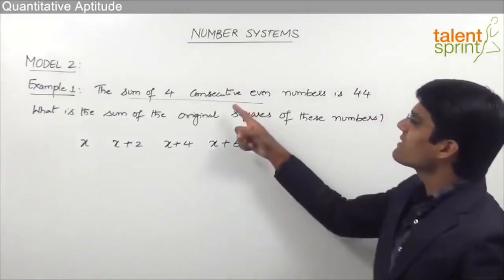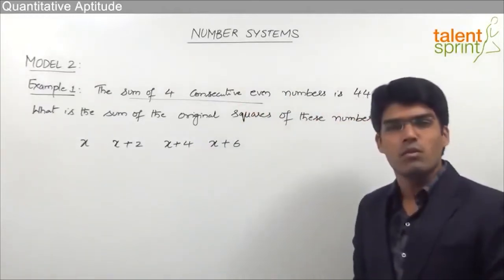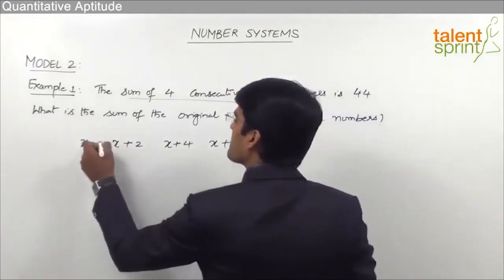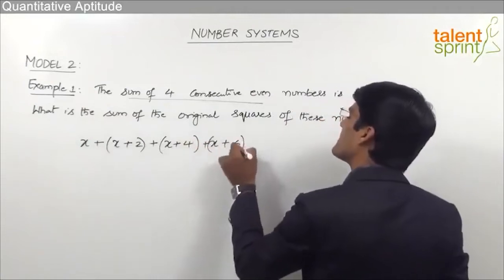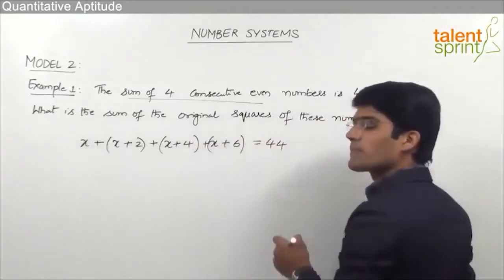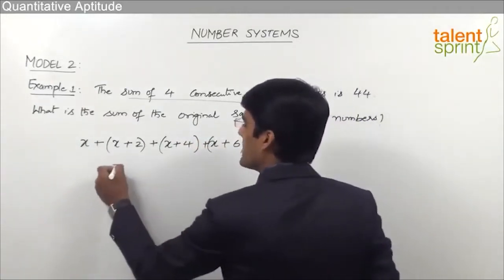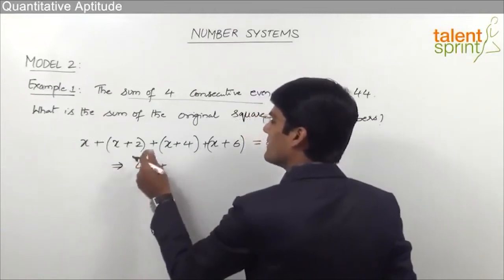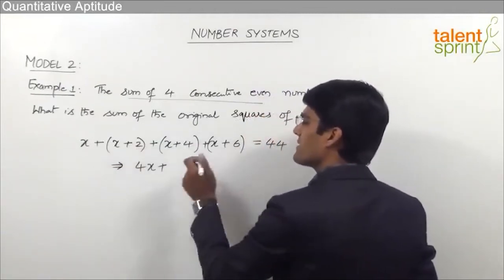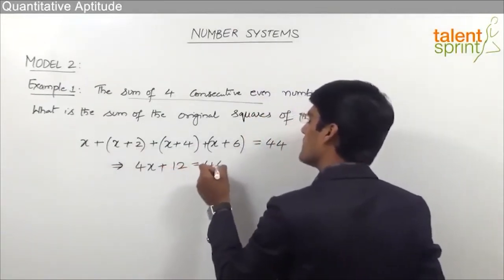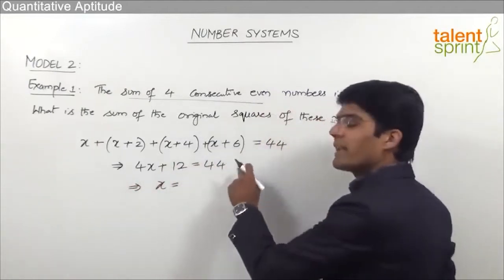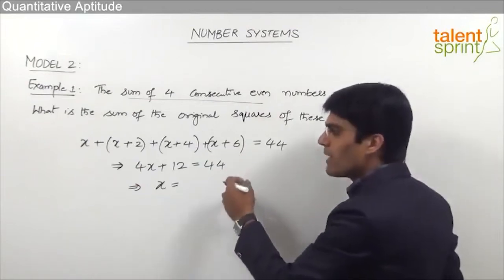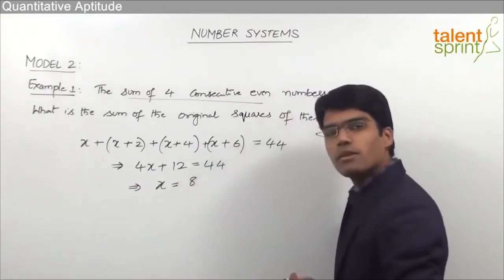Now the question says the sum of these 4 even numbers is equal to 44. So we can say that x plus x plus 2 plus x plus 4 plus x plus 6 should be equal to 44. So from this we can say 4x plus 2 plus 4 is 6, plus 6 is 12, equals 44. So very clearly the number x would be equal to 44 minus 12 is 32, 32 by 4 is 8. So x is equal to 8.